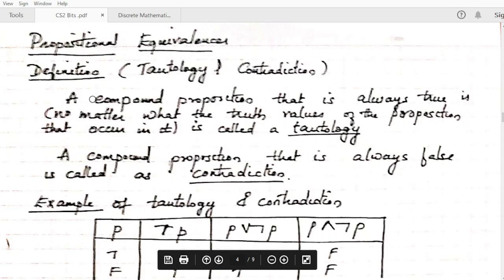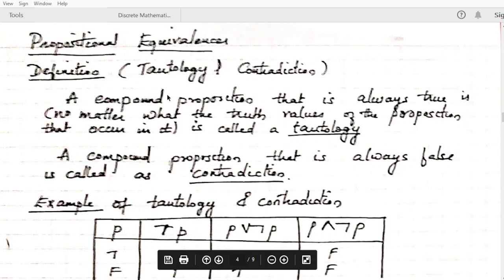Good morning, dear students. In this topic, I will be discussing propositional equivalences. I will be discussing when we can say that two propositions are equivalent to each other. Logically, the idea is that two propositions are equivalent if they have the same truth values.